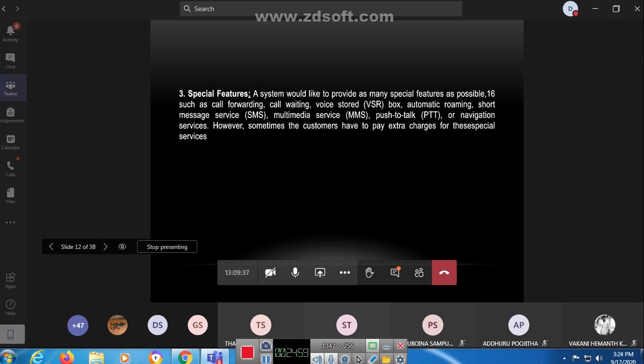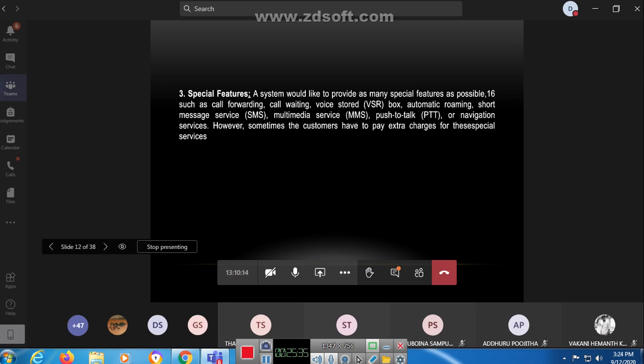However, sometimes customers have to pay extra charges for these special services. Here we have some features without paying money. What are they? SMS. There is no cost during your talk time, and they give some free messages, like 100 messages. Wherever you go outside of the state, at that time roaming charges apply.